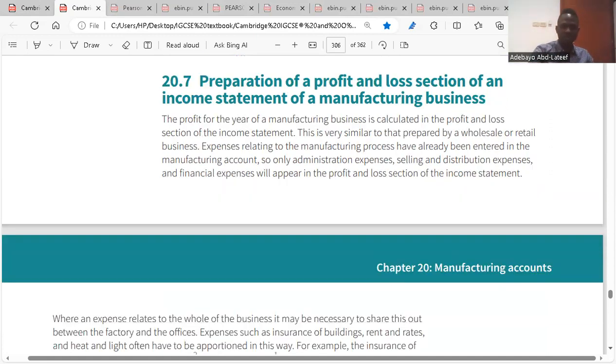So let's see. They said the profit for the year of the manufacturing business is calculated in the profit and loss section of the income statement. This is very similar to that prepared by a wholesaler or retail business. Expenses related to the manufacturing process have already been entered in the manufacturing account.